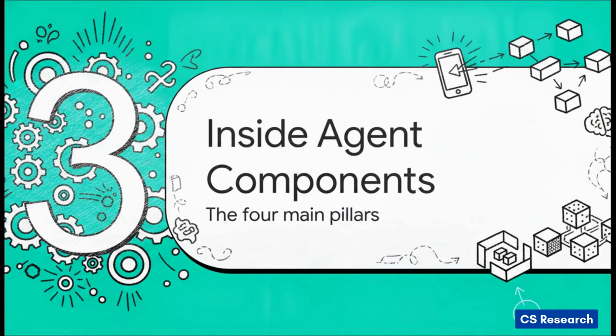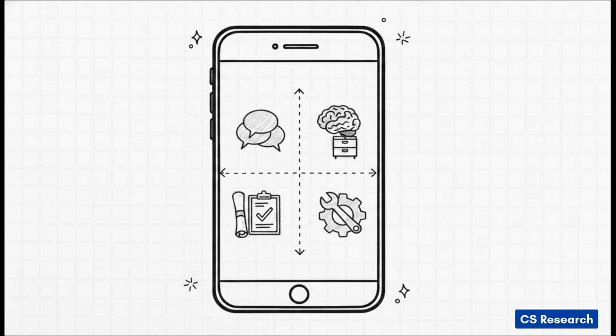All right, moving on to Section 3, inside the agent components. Let's break down the specific moving parts making this on-device framework actually function. There are 4 main pillars doing the heavy lifting here. First up, sessions, which organize all your user interactions and keep your chat history separate. Second is memory, handling long-term storage and summarizing older messages so the AI doesn't just forget the context of your task halfway through.